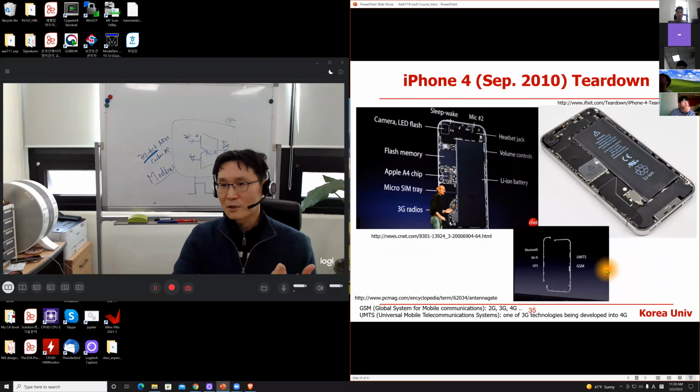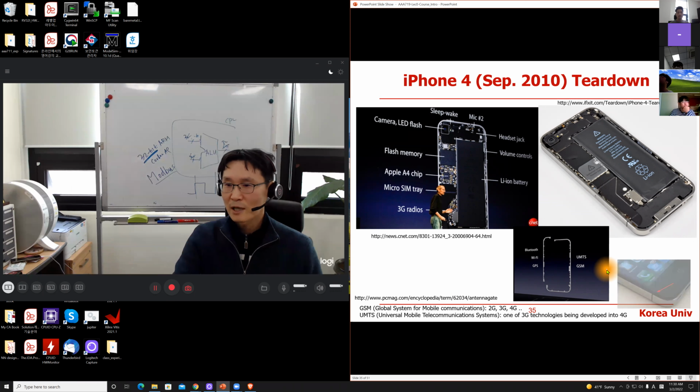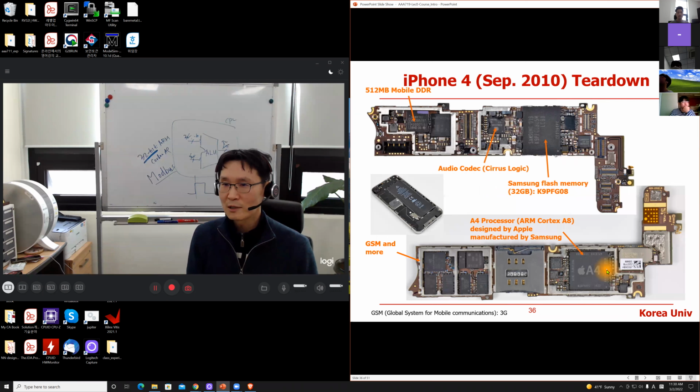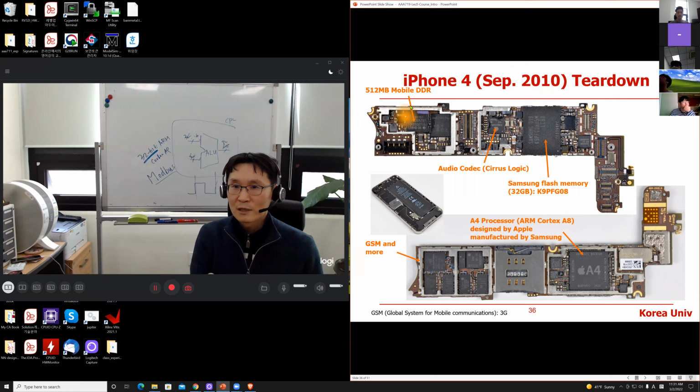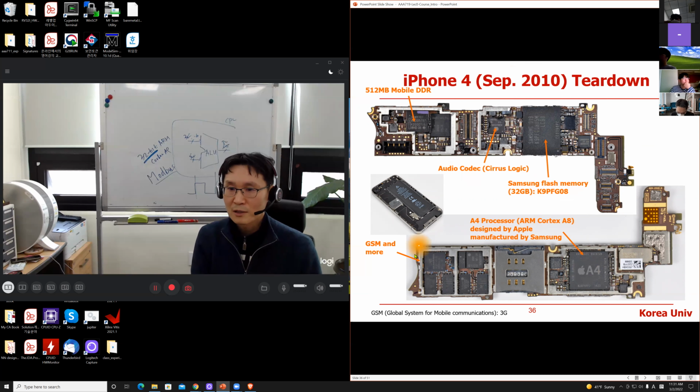2015. So if you open iPhone, the message I'm trying to deliver is, regardless of computer system, general purpose computer system, embedded computer system, you have three big hardware components: CPU, memory, I/O devices, okay? So that is the thing I want to explain. So here, if you open, then that is the application processor, right? Here, ARM Cortex A8. So back in 2010, pretty old, right? 32-bit CPU, back in 2010. Then you have main memory here. All other chips are I/O devices, right? So audio codec, flash, some sensors, okay?